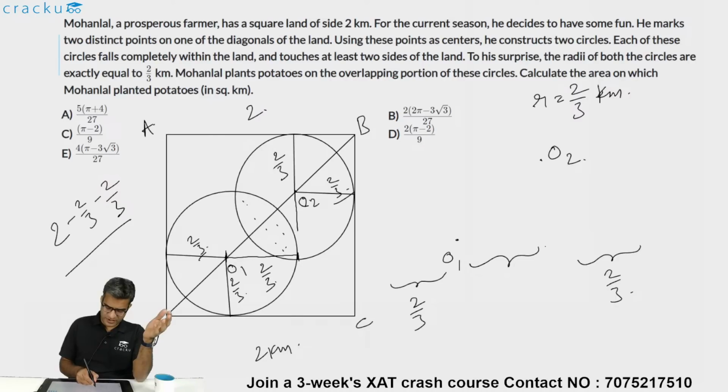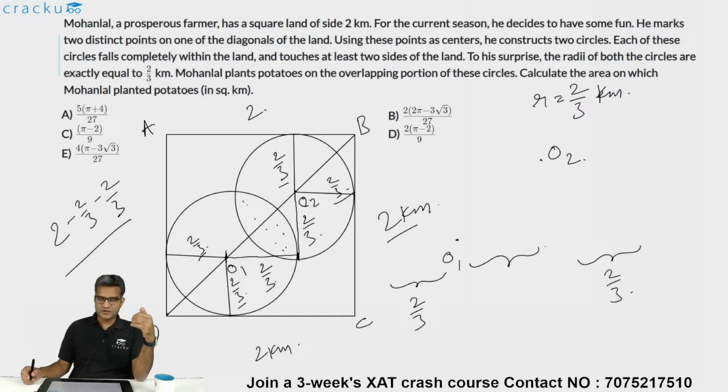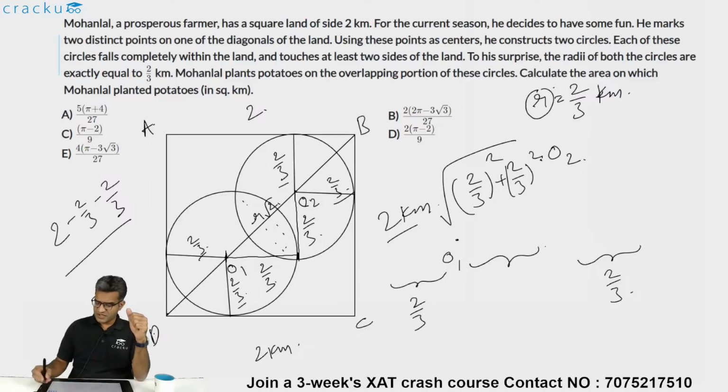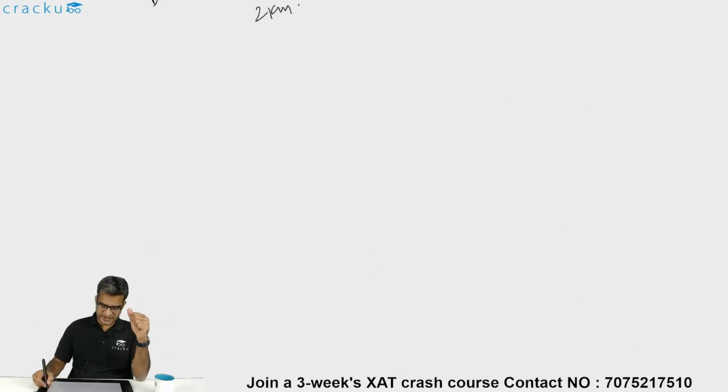Similarly, this length over here, the vertical difference, because this length of BC is 2 kilometers, this will be 2 minus this 2 by 3 minus this 2 by 3, which will again be 2 by 3. So the length of O1, O2 will be basically 2 by 3 square plus 2 by 3 square. You take the square root. Just to avoid the square roots and all, if you assume that this is R, this will be R root 2.